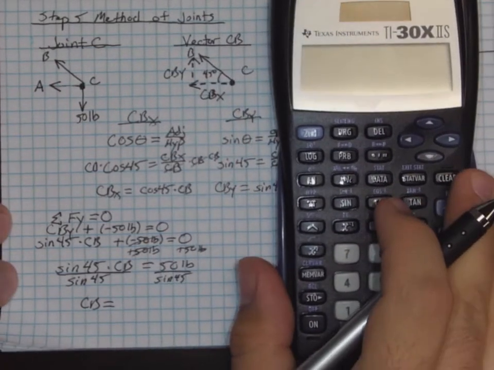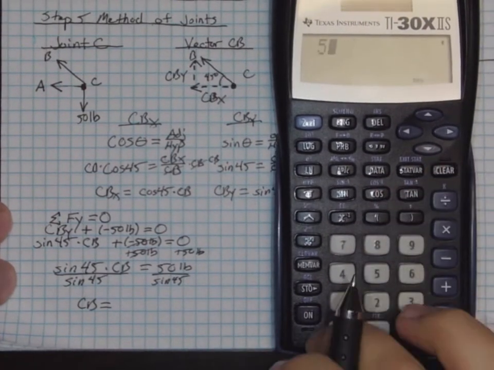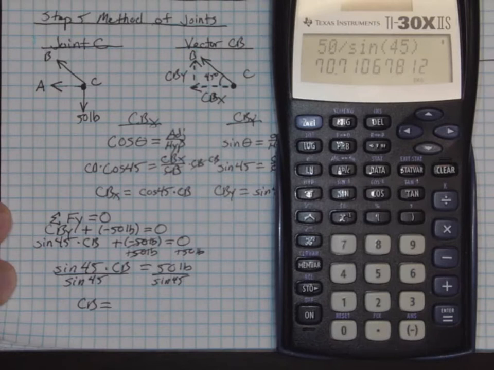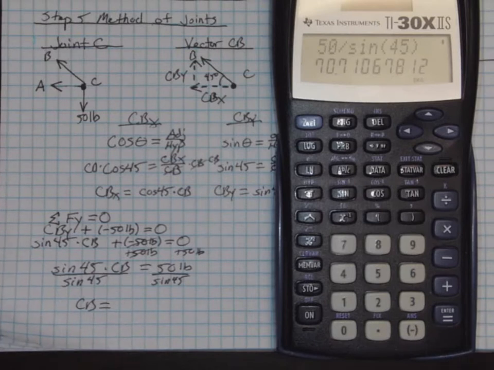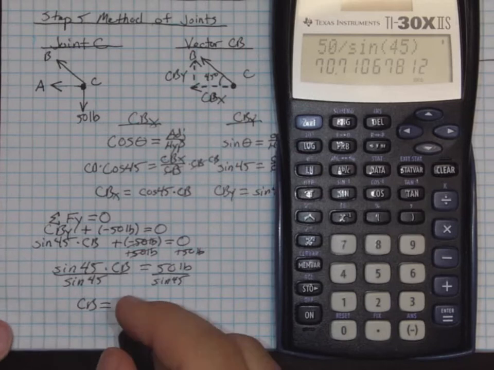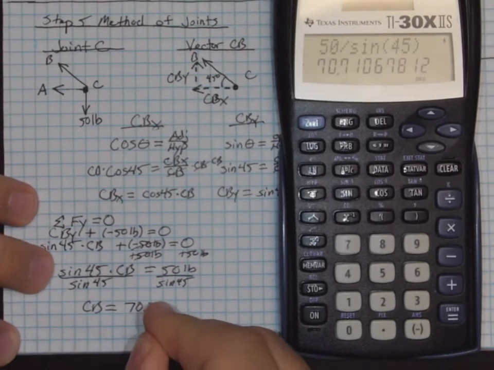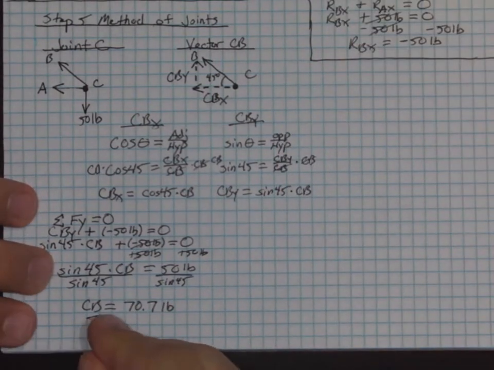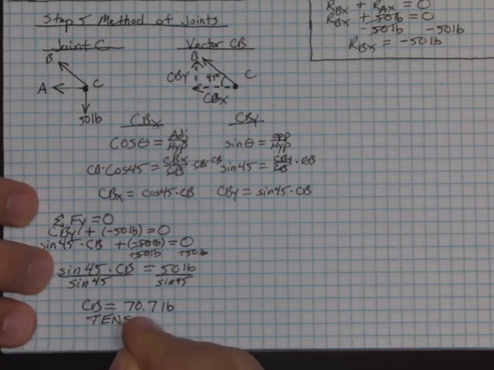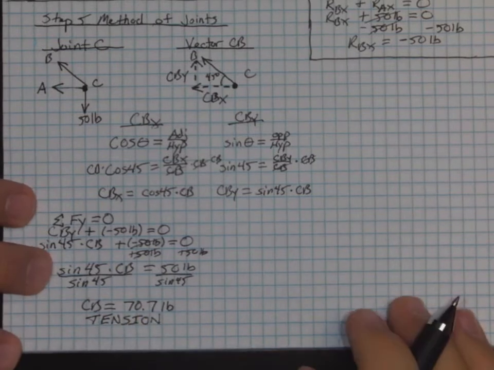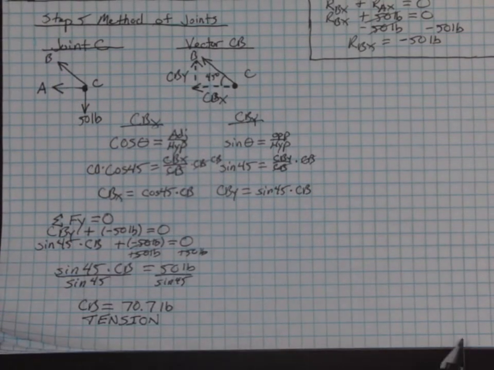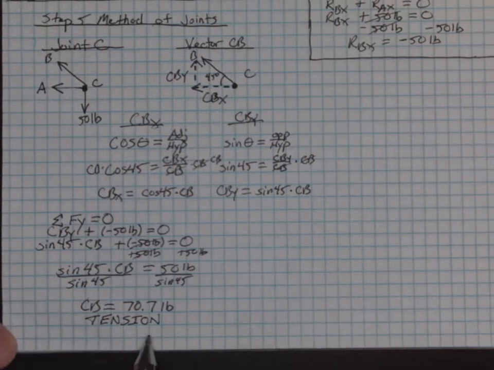And when I do so, 50 divided by the sine of 45. Here in our problem, they want us to go to precision to 1 decimal place, or to the tenths place. So here we're going to look at 70.7 pounds of force. And since that number is positive, that means this truss member is experiencing tension. So that means that truss member, CB, is being pulled apart as opposed to being squeezed in compression. So we know what type of force this one is actually experiencing.